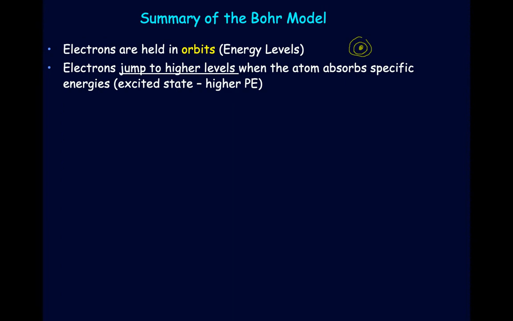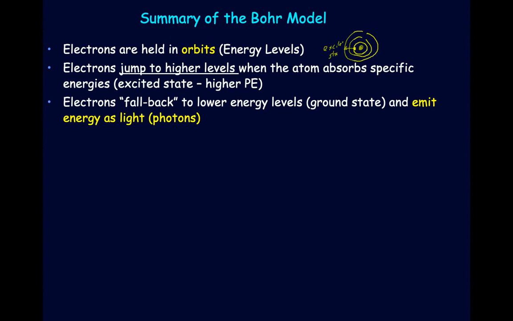Now, electrons are going to be able to jump to higher energy levels. If I did my little atom here, you can jump from this energy level out to a higher energy level when you absorb energy. And that becomes the excited state. So the excited state would be out here. You're always starting from a ground state.